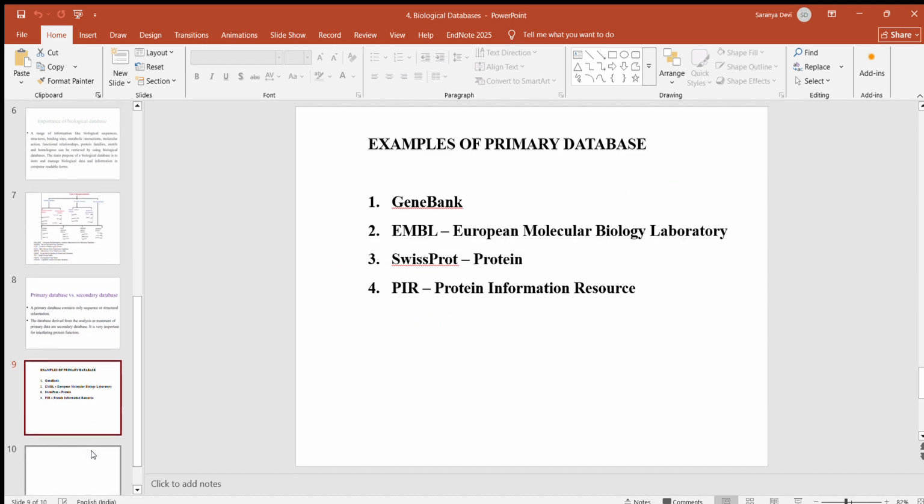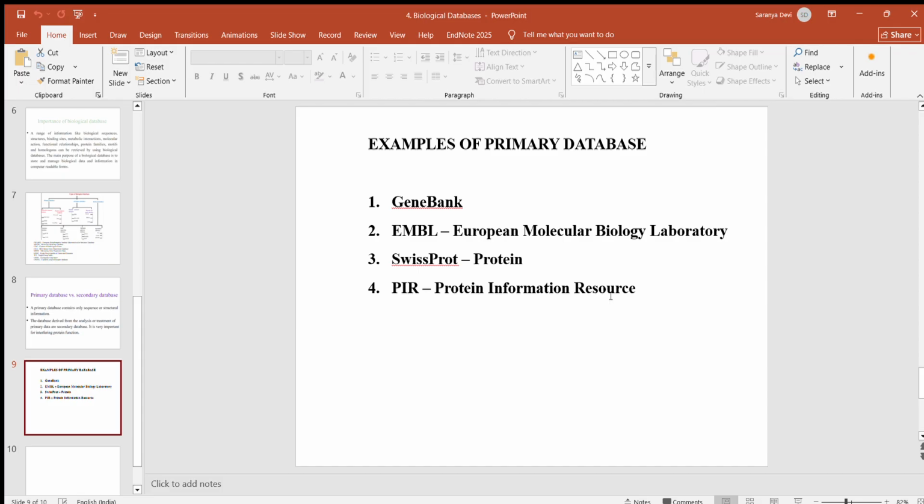Let's see the examples of primary databases as shown in the figure. These are the most commonly used examples of primary databases. GenBank, EMBL, the European Molecular Biology Laboratory, SWISS-PROT, which is only for protein information, and PIR indicates Protein Information Resource database.